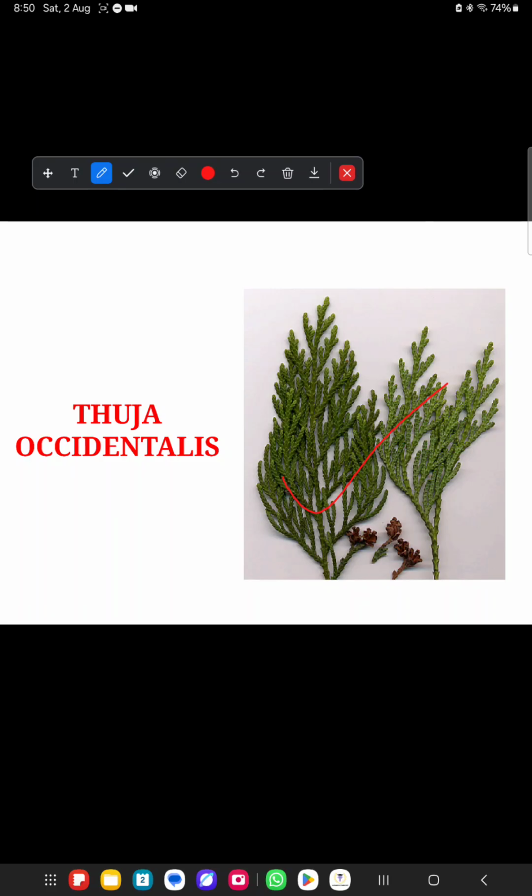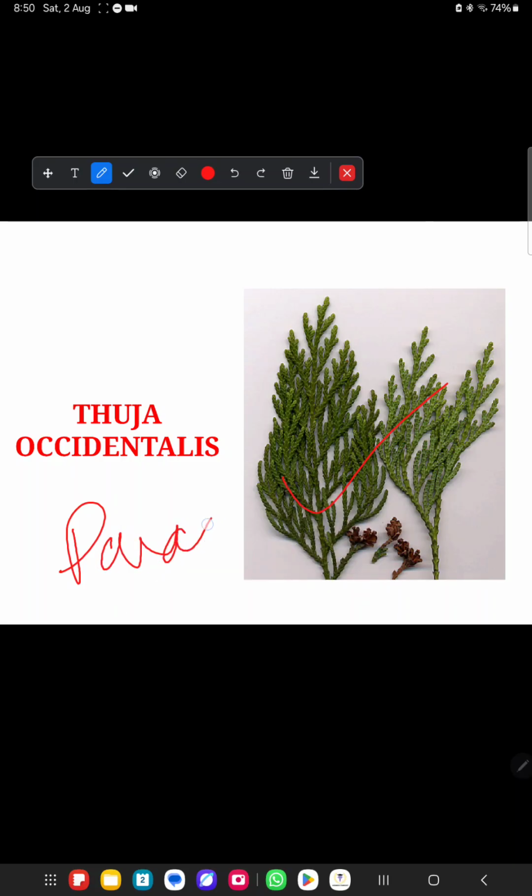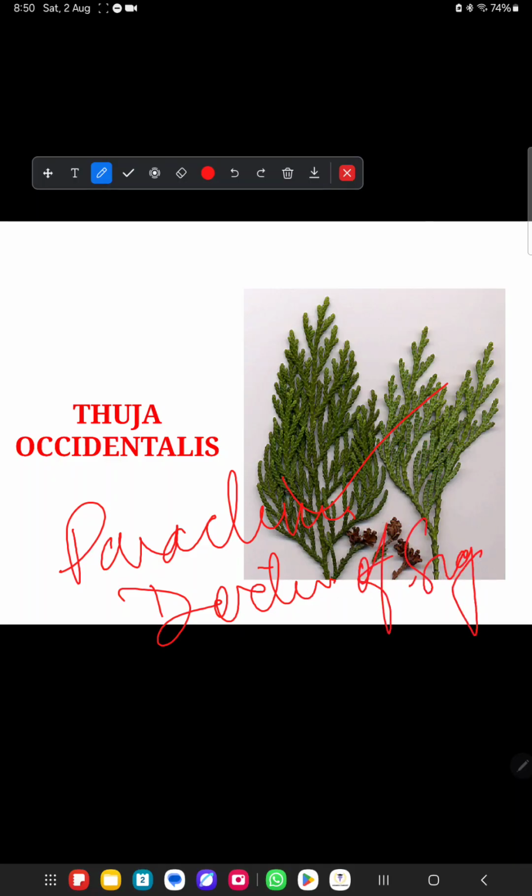Doctrine of signature किसने दिया? The name of the man is Paracelsus. Paracelsus ने क्या दिया? Doctrine of signature. कई बार question आता है: who has given doctrine of signature? So the answer will be Paracelsus. So just try to remember this point.